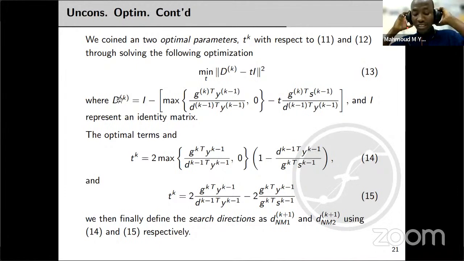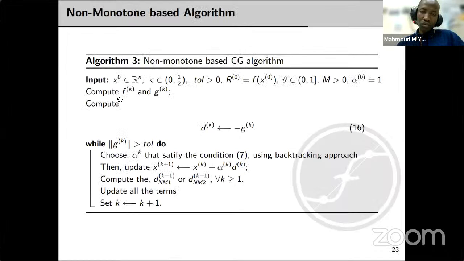So let's talk about the algorithm and the convergence results. The algorithm has the following inputs and outputs. Here we have the initialization of terms, and then the next step is computing these two values. Next is initializing the search direction when k is equal to zero, and then we have this while loop. In the first instance, there is a need for finding a suitable step size alpha_k using the conditions we stated in equation number 7, and then we update s_{k+1} like this.